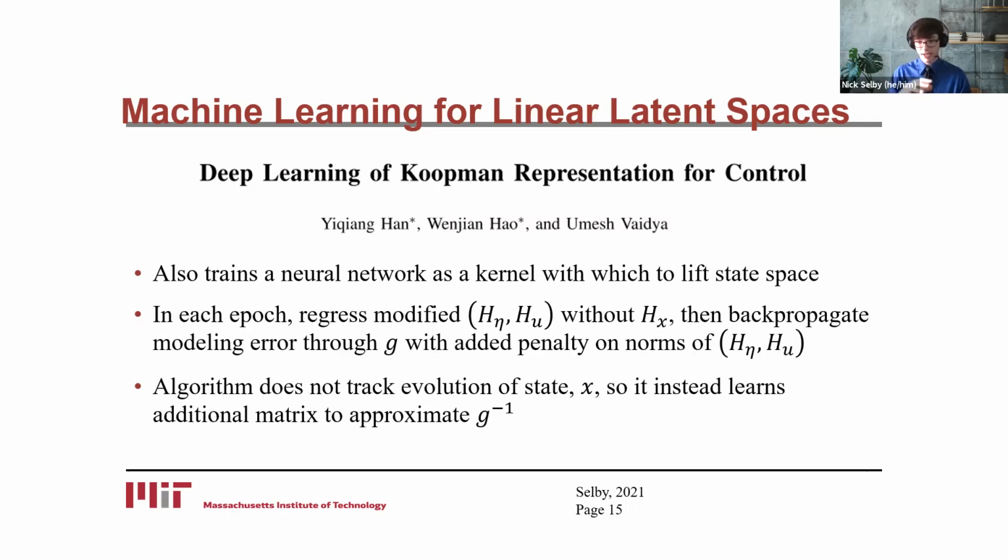Han, Hao, and Vaidya developed a deep learning algorithm for a Koopman representation of dynamical systems. They also train a neural network as a kernel with which to lift the space. And in each epoch, they regress a modified eta transition dynamics and then back propagate the modeling error through their neural network. However, their algorithm doesn't track the evolution of state X, so instead it learns an additional matrix to approximate the inverse of their neural network G.